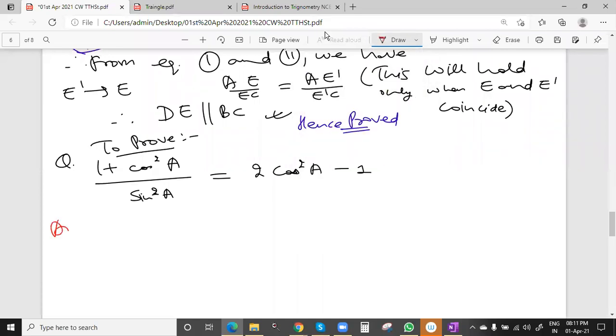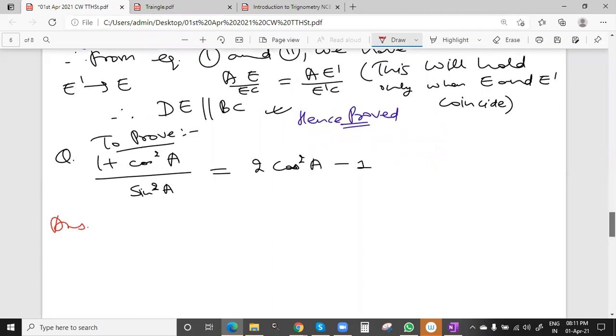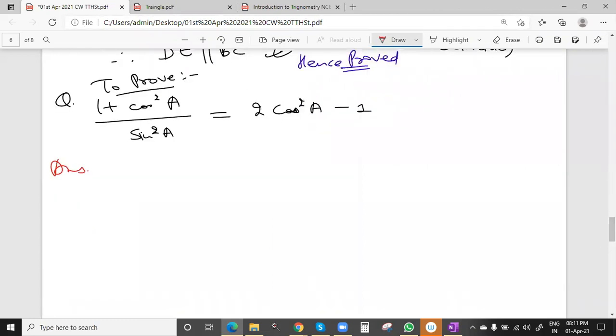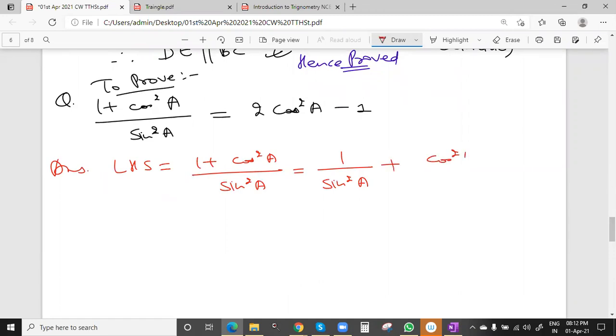This type of question is there in our NCERT book also. No problem, this is also an easy question. See, we can start with the left hand side. Left hand side is basically (1 plus cos square A) by sine square A. Write the terms separately: 1 by sine square A plus cos square A by sine square A.